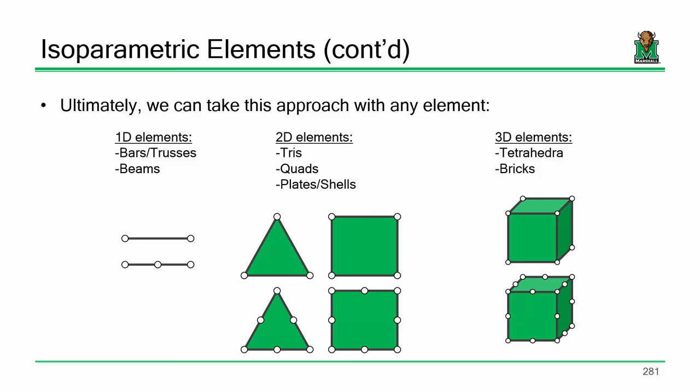Now, if you don't believe me, let's do some testing. What are the coordinates of this point right here? 1, 1, right? This is point 3, right? What happens if I plug in 1 and 1 right here? What do I get? 1/4 times 2 times 2.